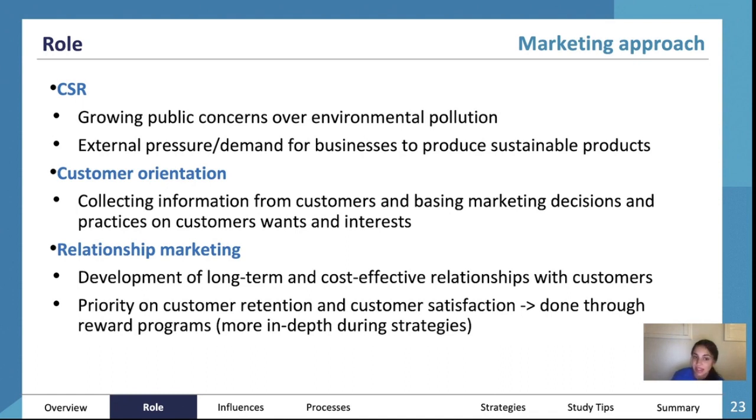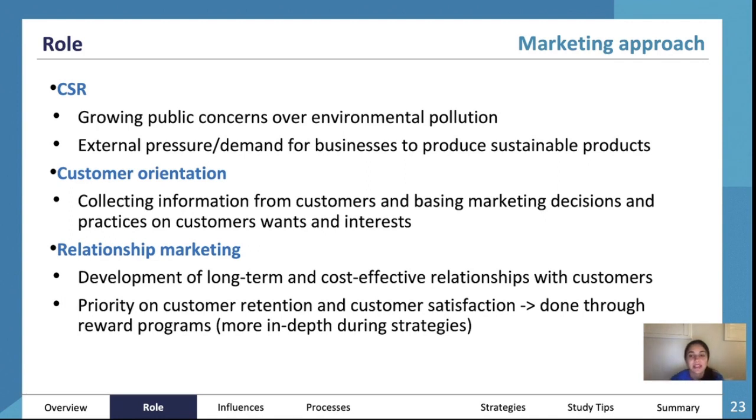Customer orientation is collecting information from customers and basing marketing decisions and practices on customers' wants and interests, and also relationship marketing. Now, relationship marketing is the long-term and cost-effective relationships with customers. A lot of the time, they're doing this through reward programs. So I just used Mecca before. Beauty Loop makes me consistently go back to Mecca instead of Sephora. But it's also things like flybys and even at coffee shops, you get the 10th coffee free, etc. Those reward programs are something that keep the customers in that relationship. They keep them loyal to the brand and coming back. And that really helps improve customer satisfaction.